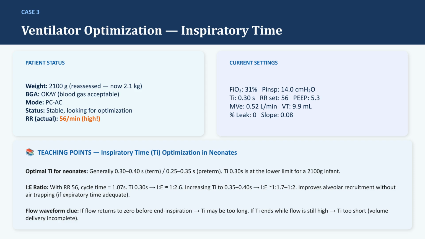Generally 0.30-0.40 second for term, and 0.25-0.35 second for preterm. TI 0.30 second is at the lower limit for a 2,100 gram infant. IE ratio. With RR 56, cycle time equals 1.07 second. TI 0.30 second leads to IE approximately 1 to 2.6. Increasing TI to 0.35 to 0.40 leads to IE roughly 1 to 1.7 to 1 to 2. Improves alveolar recruitment without air trapping, if expiratory time is adequate.